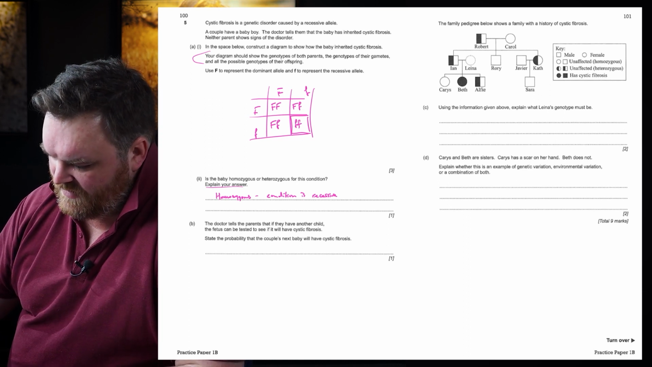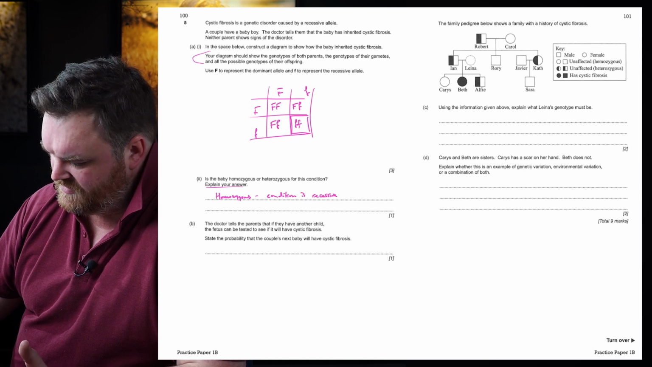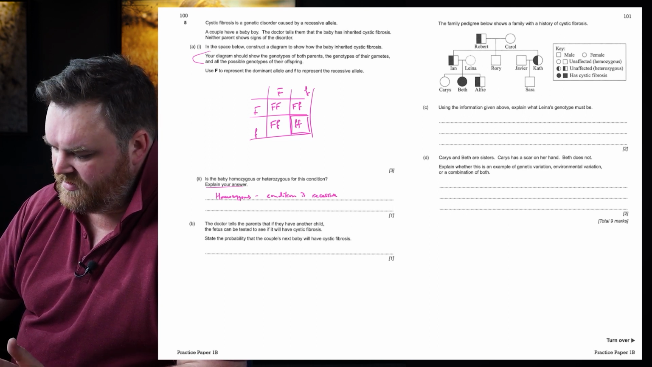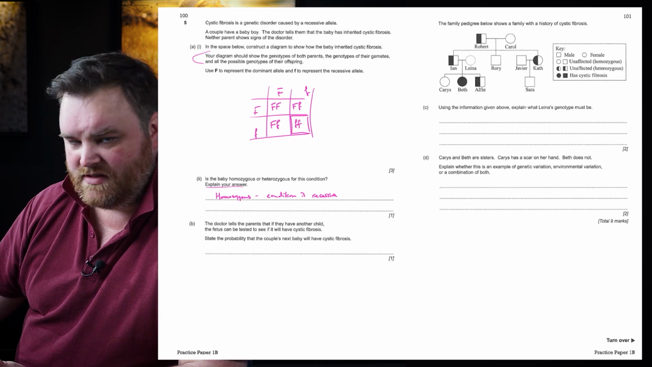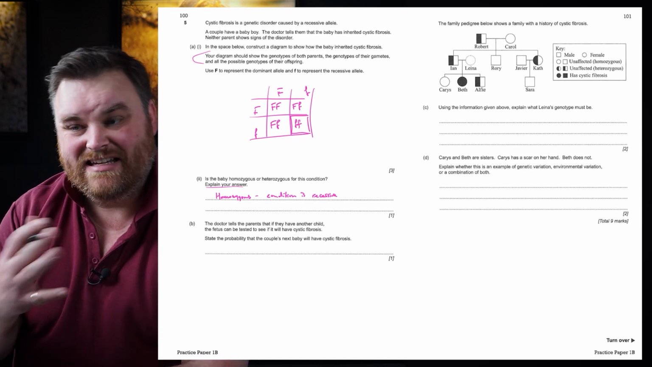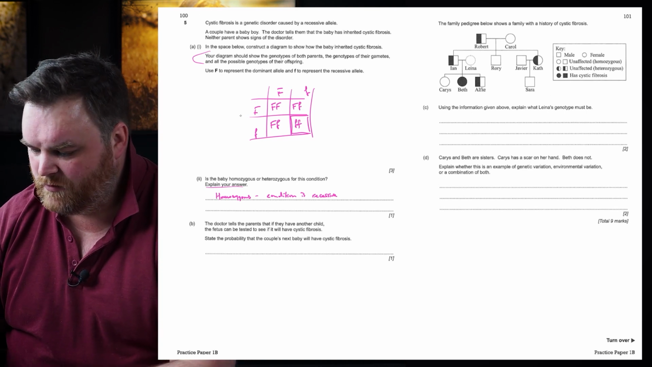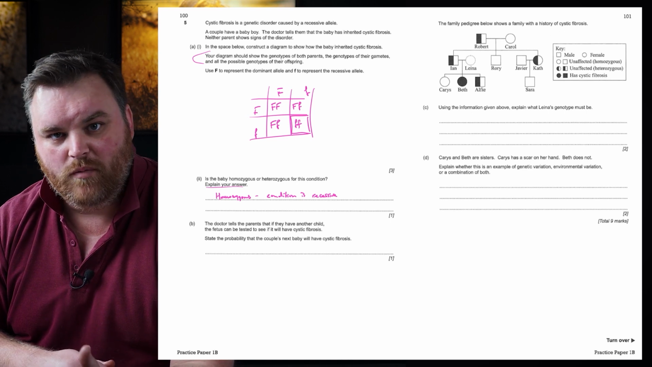Okay, the doctor tells the parents that if they have another child, the fetus can be tested to see if they have cystic fibrosis. State the probability that the couple's next baby will have cystic fibrosis. Okay, so this is testing our knowledge of this Punnett square at the top that we've already drawn. So that's giving us a 1 in 4 probability.